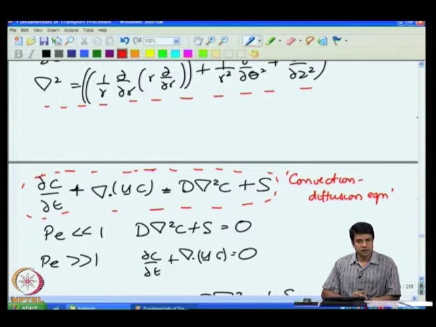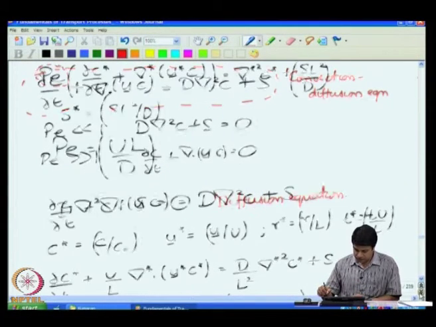And I told you that we can consider two limits. One is when the Peclet number is small. In that case, we neglect the unsteady and the convection term altogether, and the equation reduces to D del square C plus S is equal to 0. The other is when the Peclet number is large compared to 1. In this case, you would think that we can completely neglect the diffusion term. Turns out it is not so, and we will see in the next few lectures how to deal with the high Peclet number limit of this convection diffusion equation.